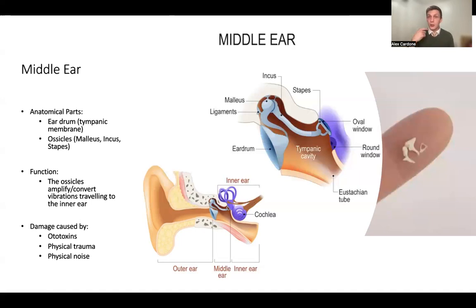If you stick it in too far, it could cause you to rupture your tympanic membrane. That's going to affect how well it's able to receive and convert those vibrations from the ear canal.